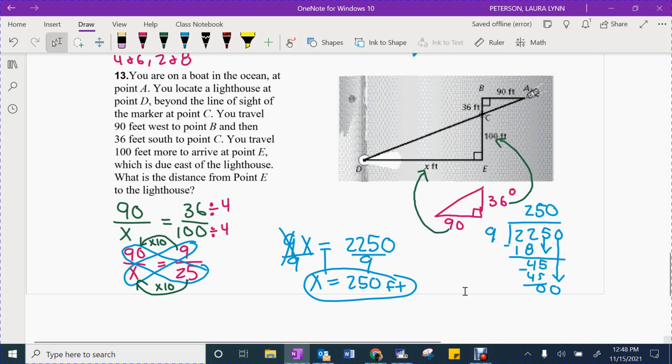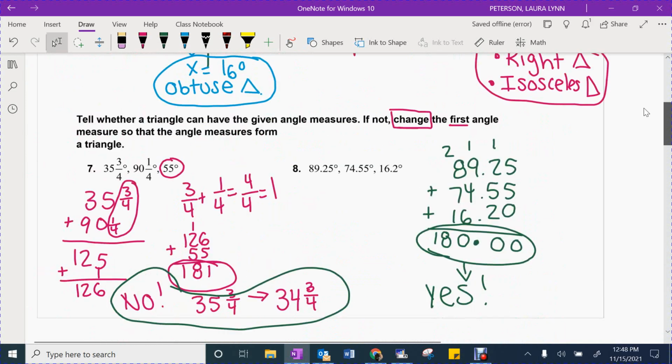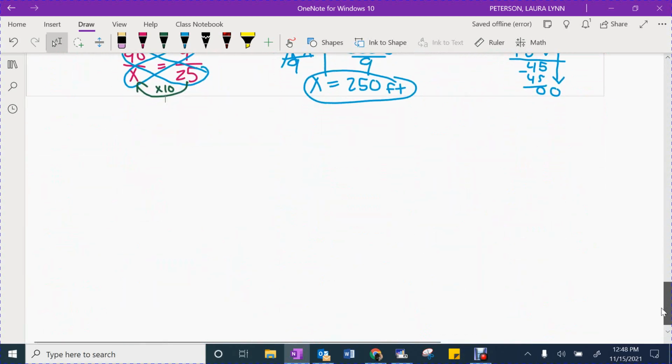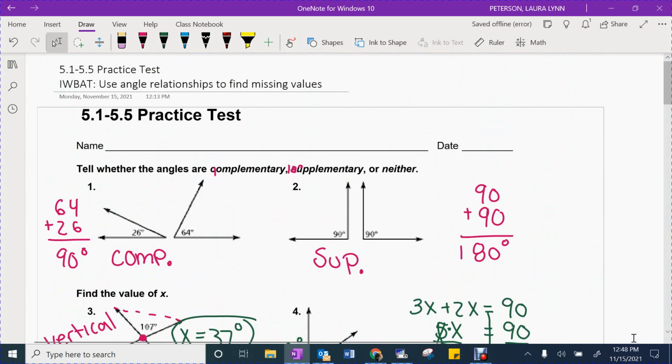But that is it. So make sure you study your practice test. You gotta know all these vocabulary words because you do not get your practice test on the real test.